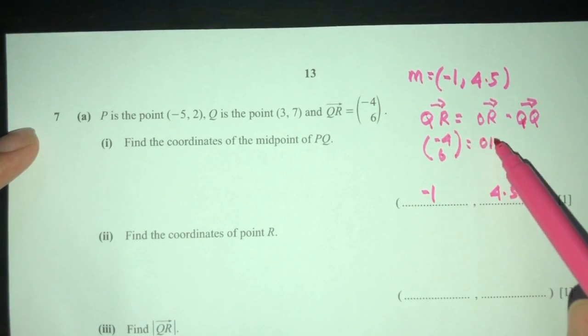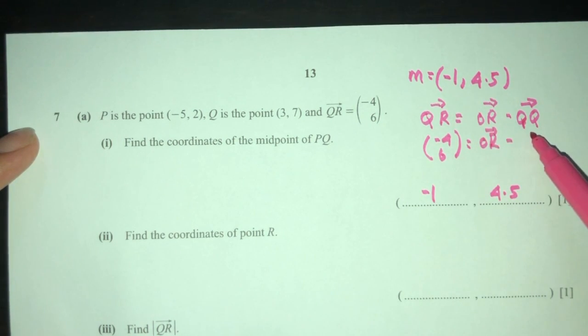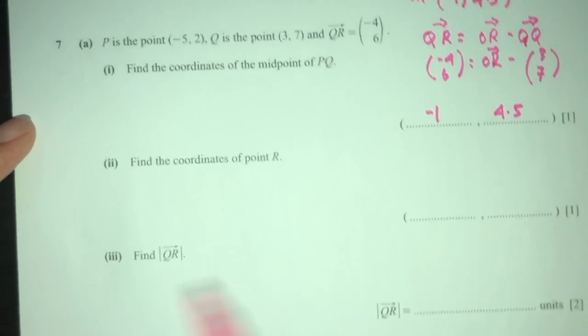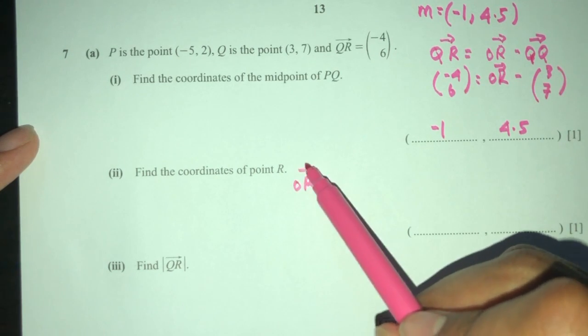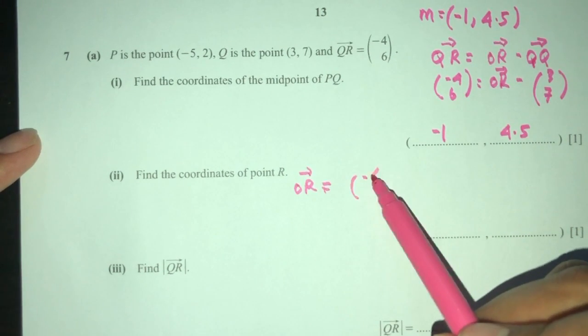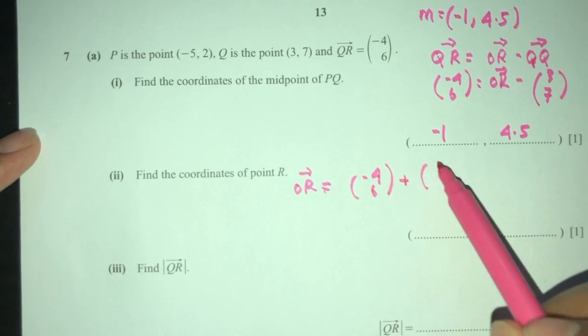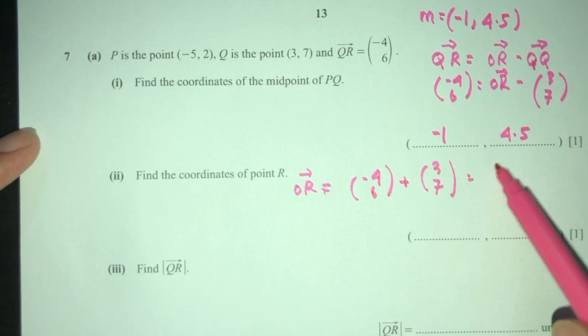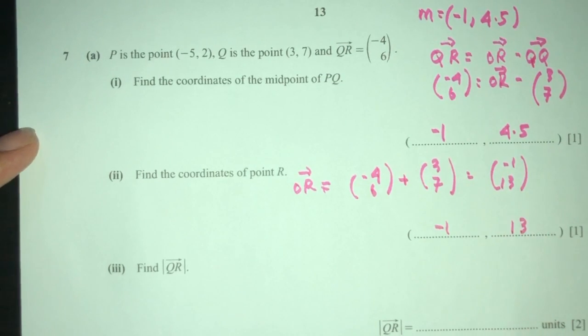We don't know OR. Again, coordinates of R is basically OR minus OQ given to you by the point right here, which is 3, 7. So from here we can see that OR has to be minus 4, 6, then over here you will have plus 3, 7. And that should be minus 1, 13 as your point R.